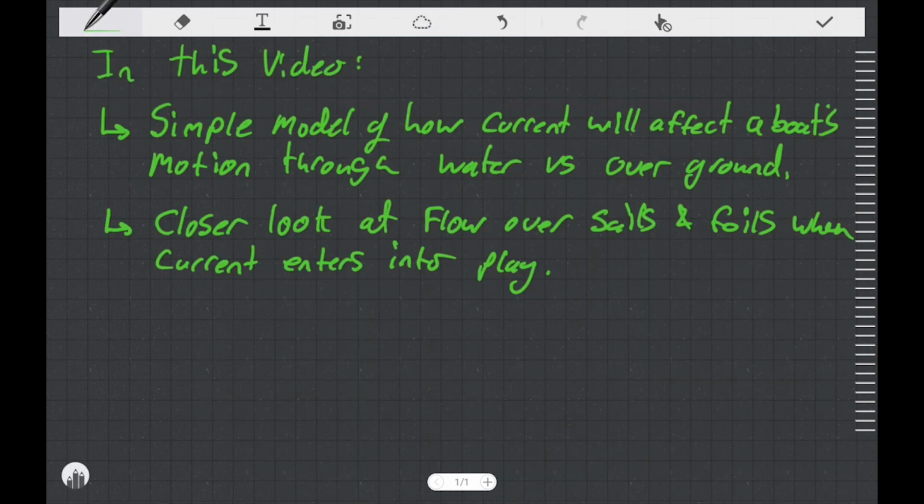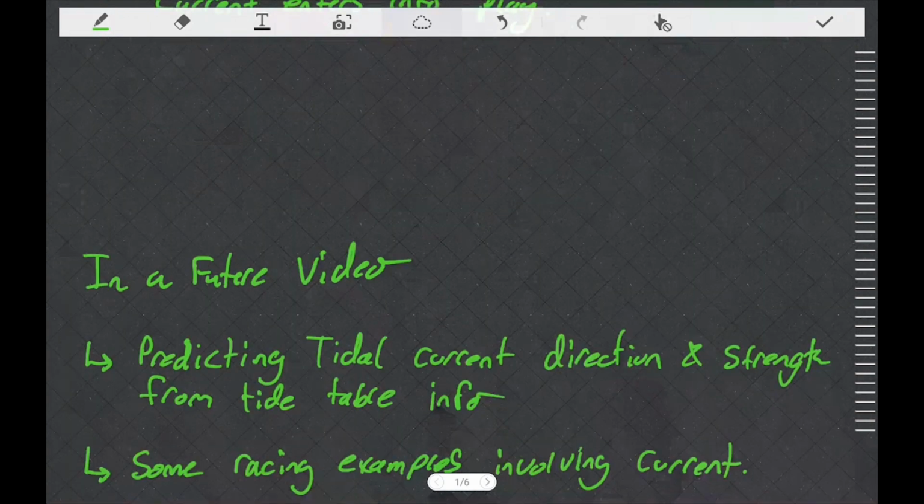In this video, we presented a simple model of how current would affect a boat's motion through the water, and we also took a closer look at the flow over the sails and foils when current enters into play. In a future video, I still intend to cover predicting tidal current direction and strength from the tide table information. And I do want to give some examples that involve racing in current.